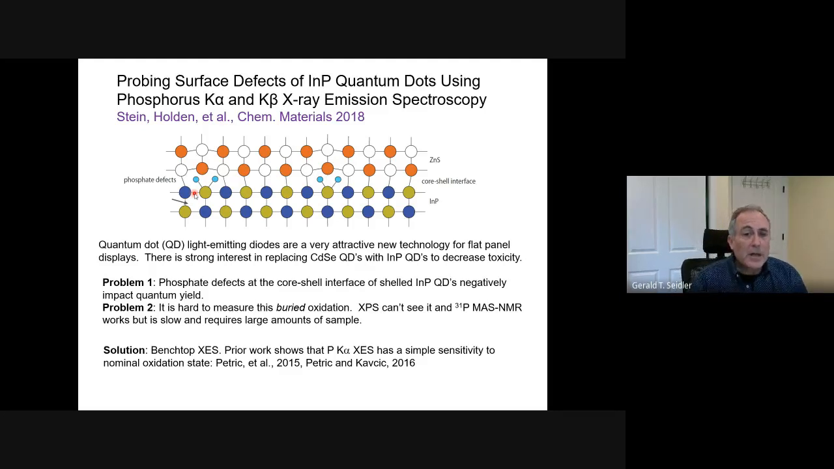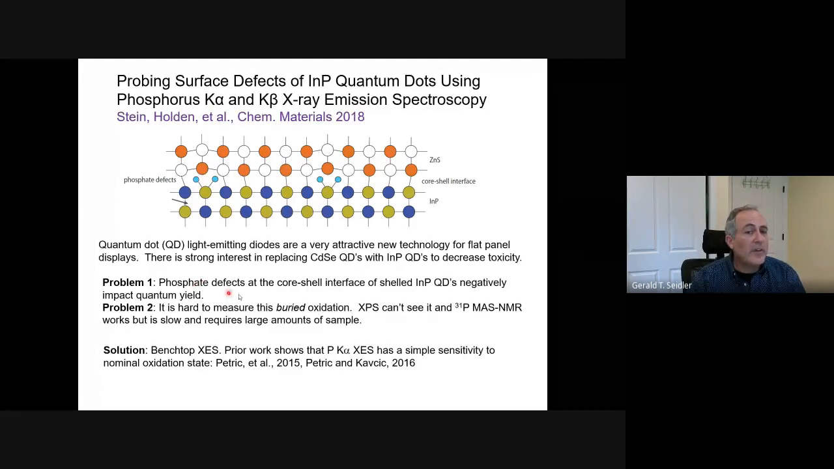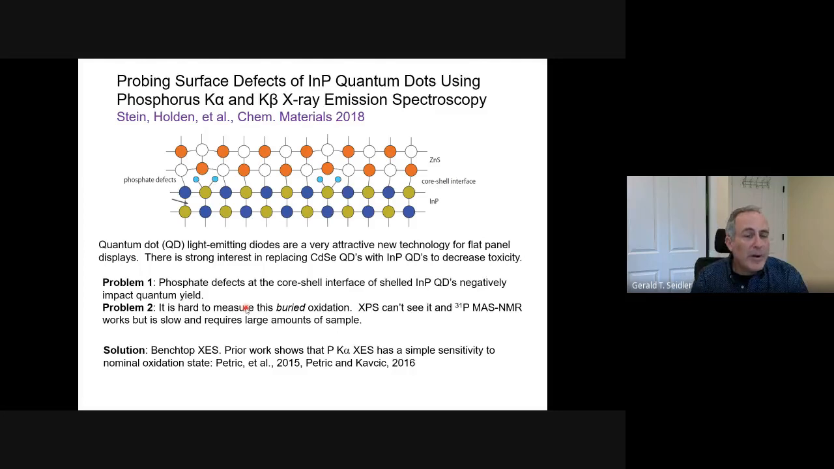Okay, so you have a hypothesis that the phosphate defects are important, but this is a buried interface, not an exposed interface. And that means that XPS really isn't going to be able to tell you much. The electrons can't get out through the zinc sulfide. 31 phosphorus magic angle spinning NMR can tell you about the phosphate defects, but it's slow and requires large amounts of sample. So we decided to try to use our instrument on this problem.